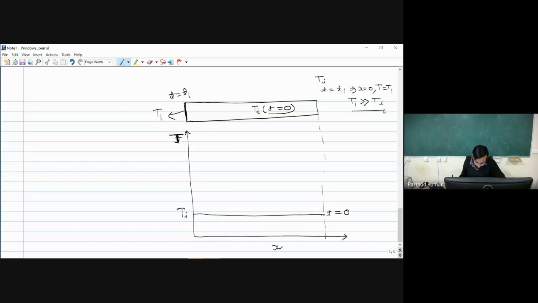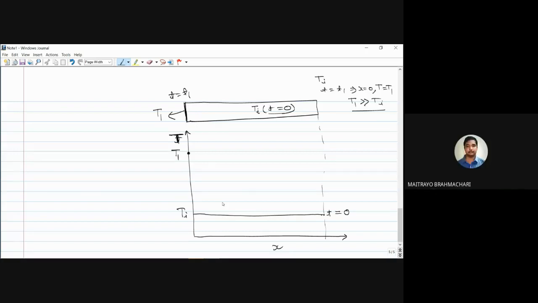Okay, so in that case, what will be happening? If you see, the temperature of this particular left face will be what? It will be T1, whereas the temperature in the remaining portions of the rod, what will it be? It will be equal to Ti.